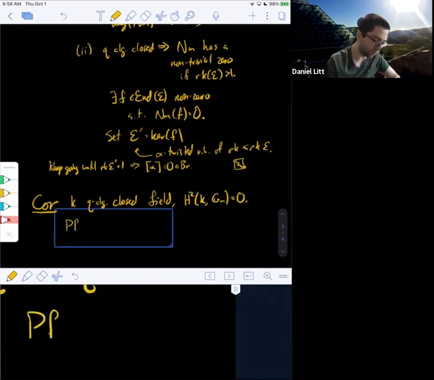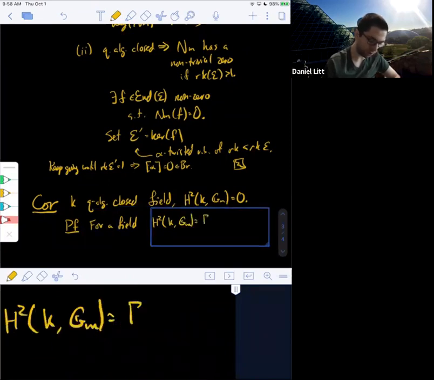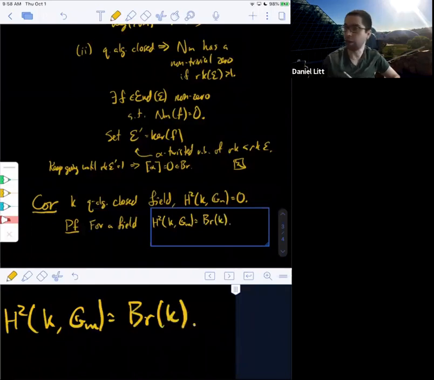Okay, and the proof is not trivial, but it's sort of field theory, so I don't want to give it here. The point is that for a field, the H2 of G_m equals the Brauer group of K. So a priori, the Brauer group is just a subset, but in fact, for fields, they're equal. And in fact, they're equal in much more generality than that.